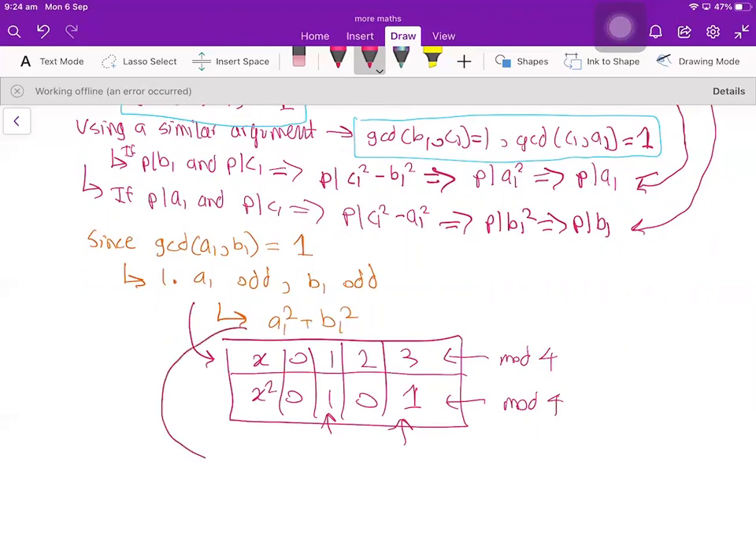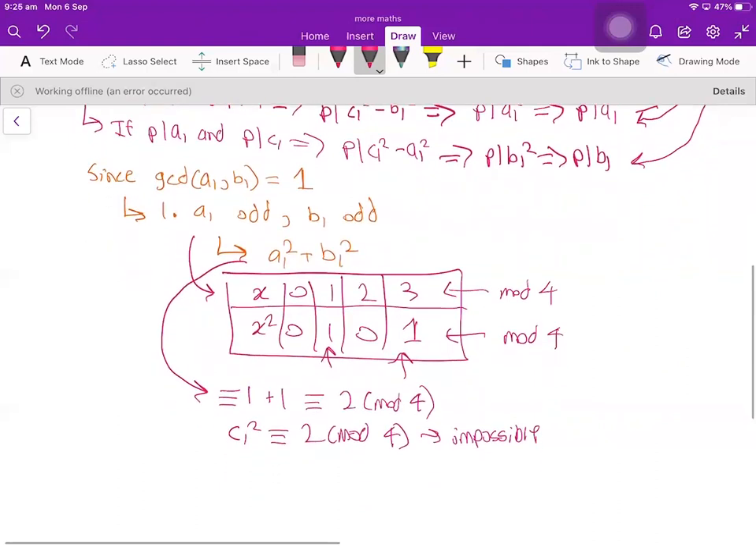However, in this case, since a1 squared and b1 squared are odd, in mod 4 we have congruent to 1 plus 1, which is congruent to 2 mod 4. So that means c1 squared must be congruent to 2 mod 4. And this is impossible because there are no square numbers which are 2 mod 4. So there are no solutions in the first case.